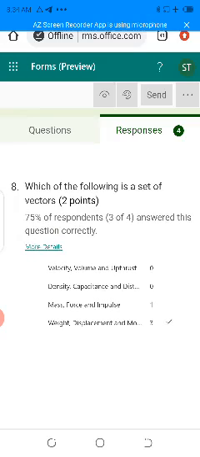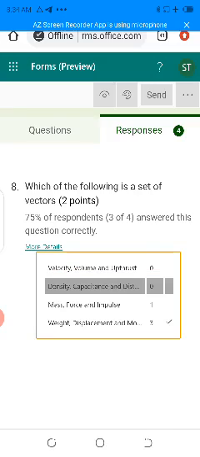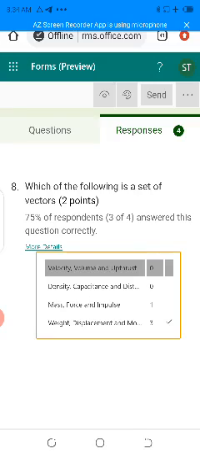Which of the following is a set of vectors? Look at this. Some of you, except one person, picked mass, force, and impulse. Velocity, volume, and upthrust is never, because they are not all true vectors. Volume is not a vector quantity. Volume is a scalar quantity.